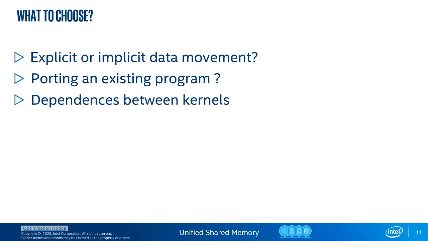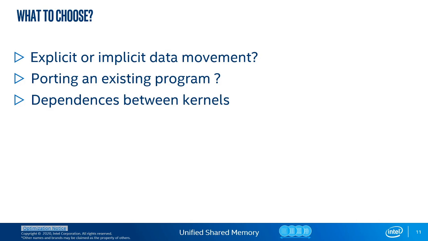First, you need to choose between explicit or implicit data movement. This greatly affects what needs to be done to bring a program into DPC++. We already discussed pros and cons of different strategies. If you are porting an existing C or C++ program that uses pointers or CUDA code, USM might be an easier path.